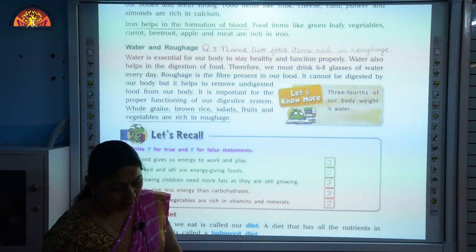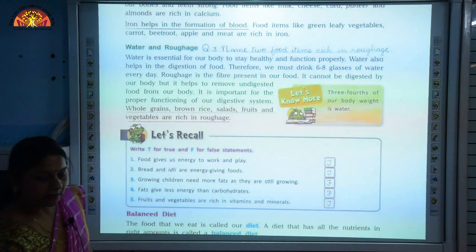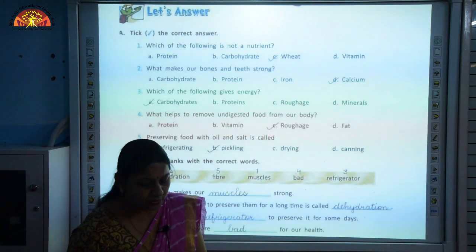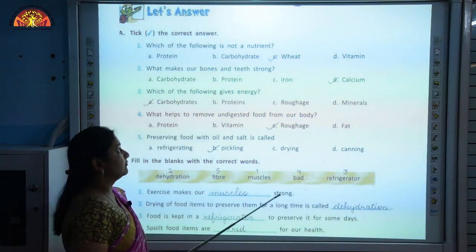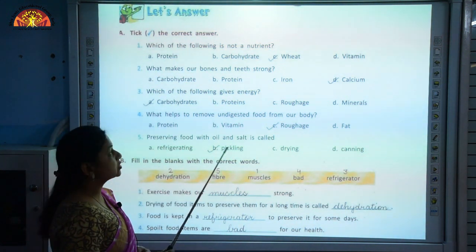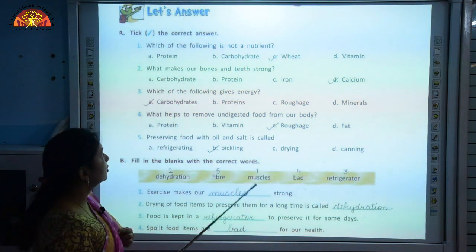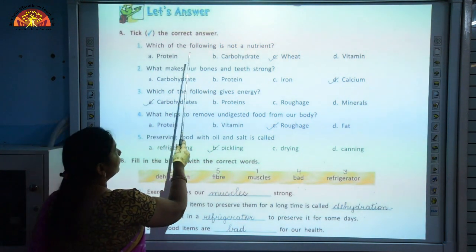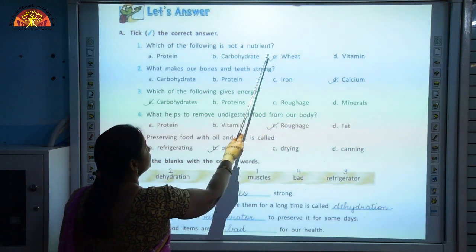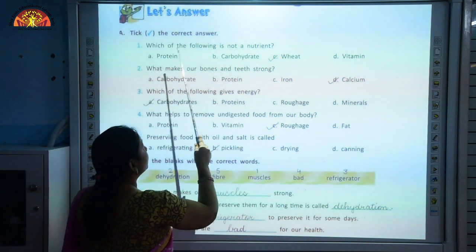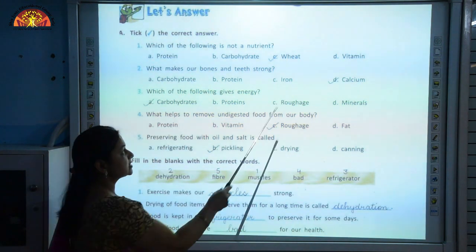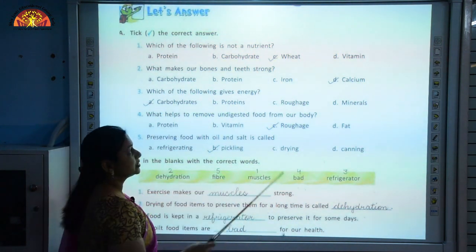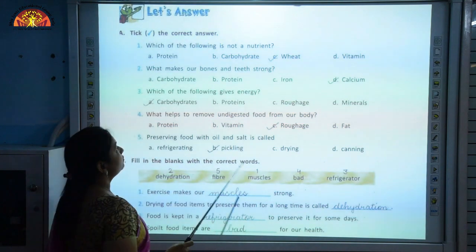So, along with this we are going to discuss the bookwork children. So, this bookwork is given to you on page number 12. So, open your books to page number 12 and we will do the book exercise. Which of the following is not a nutrient? Among these, proteins, carbohydrates and vitamins, these three are nutrients, but wheat is not a nutrient. So, we are going to take the C option, wheat.